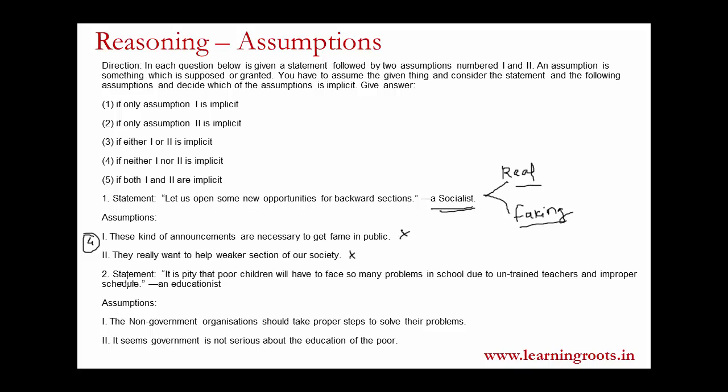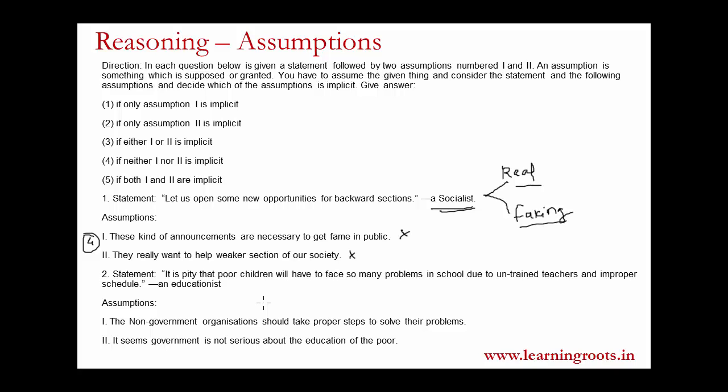The second question says that it is a pity that poor children will have to face so many problems in school due to untrained teachers and improper schedule, which is set by an educationist. Now, this educationist is saying that he or she feels sorry for the poor children who will have to face so many problems because of untrained teachers and because the scheduling is not proper. So someone is scheduling it and someone is training it, and that someone is not really doing the job well.